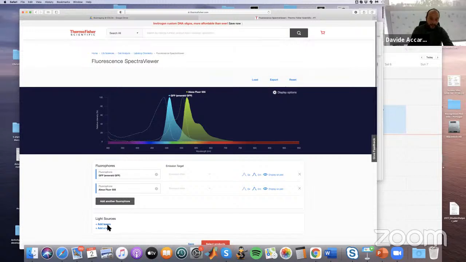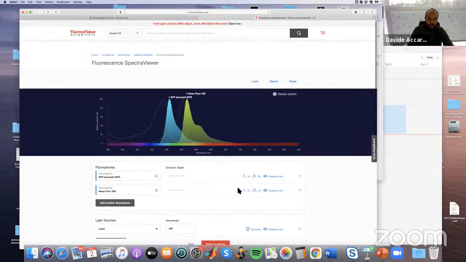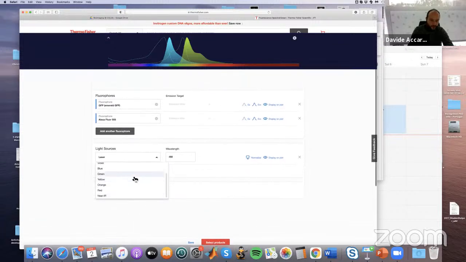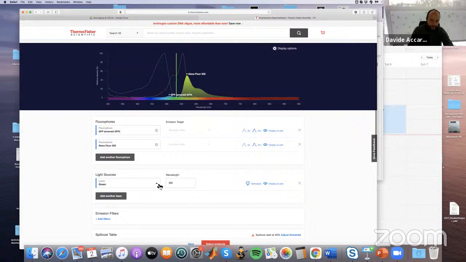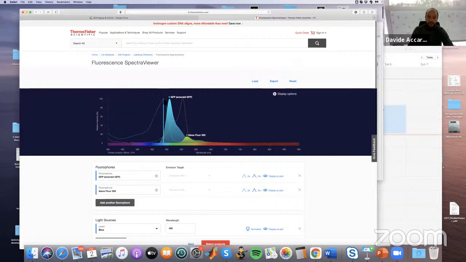So in fact, if I add a laser and I say that my wavelength of laser is 488, let me see if it works. Display. The custom blue, 488, excellent. So here the plot even tells you the percentage of emission of the 555 that you will have while exciting the GFP with your 488 laser.